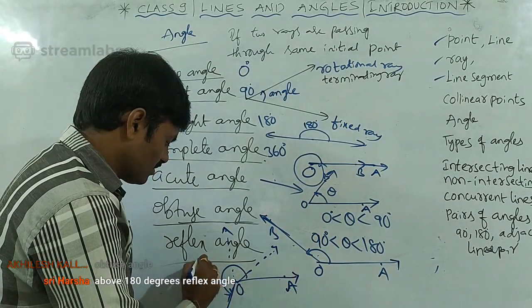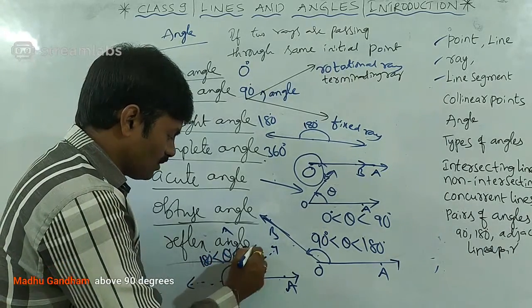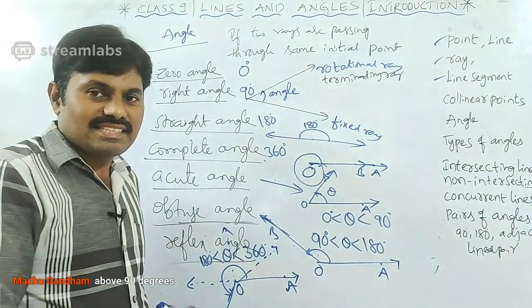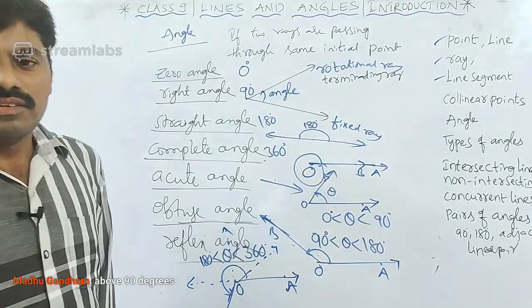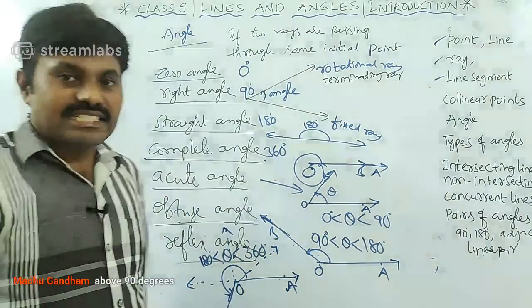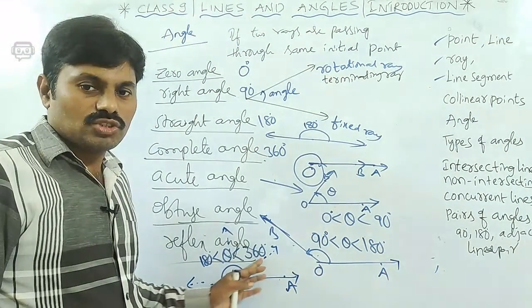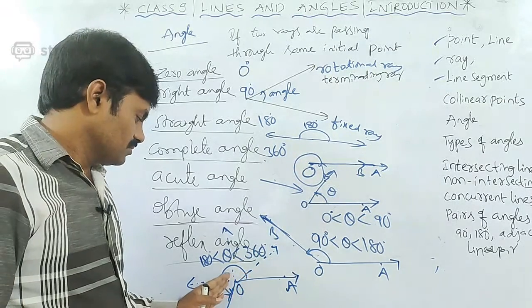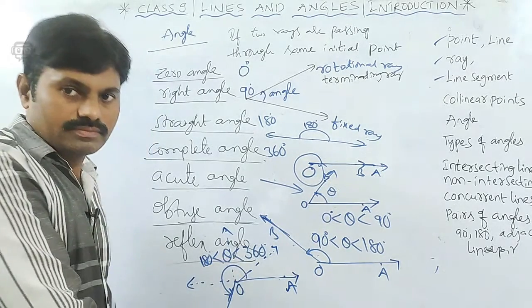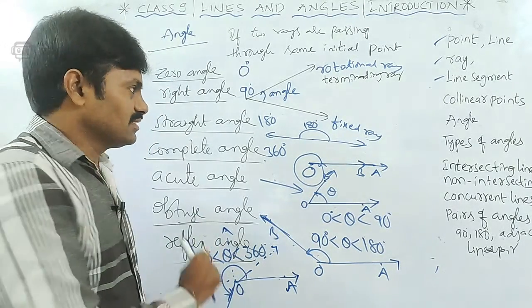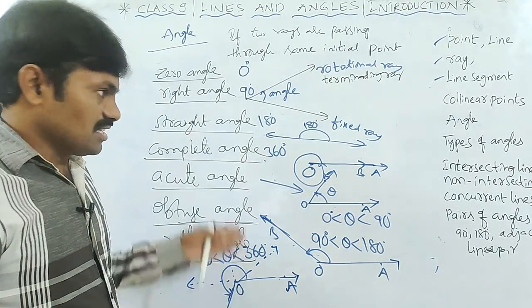We denote it as more than 180 and less than 360. So 180 degrees is less than theta, and theta is less than 360 degrees. Clear about this? So we call it a reflex angle, reflecting from the top as it is coming to the bottom. Clear? This is about the types of angles.